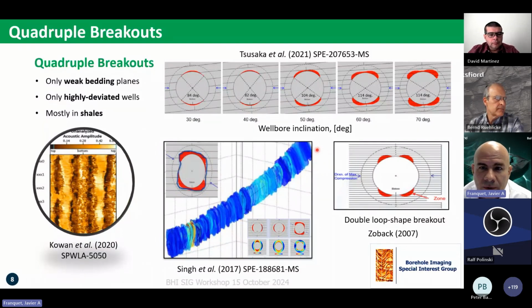There are many publications, Susaka in one of the fields and Hemat Singh in one of the neighboring fields as well, observing this type of breakout. And it's very well documented in Zoback's Reservoir Geomechanics book, where you can end up with four breakouts due to the plane of weakness failure.